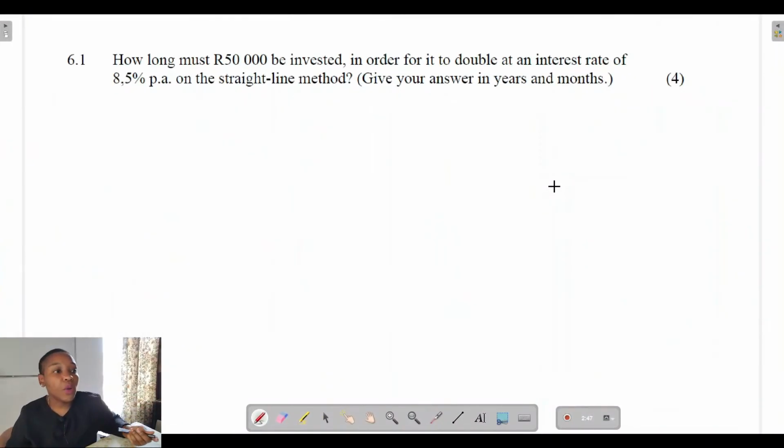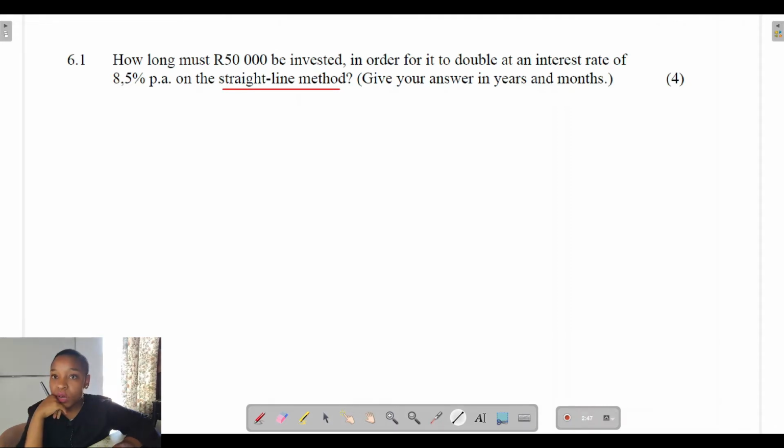Right, so let us have a look at question 6.1. It says: how long must 50,000 be invested in order for it to double at an interest rate of 8.5% per annum on the straight line method? The first thing we need to be aware of in this question is that we are going to be using the straight line method.